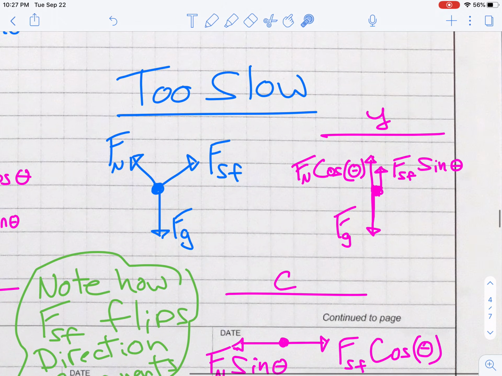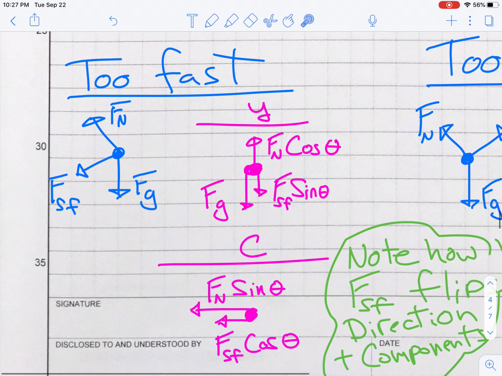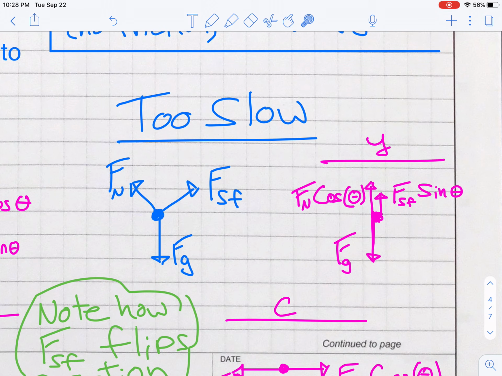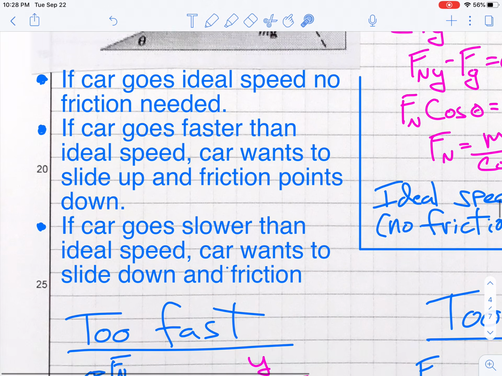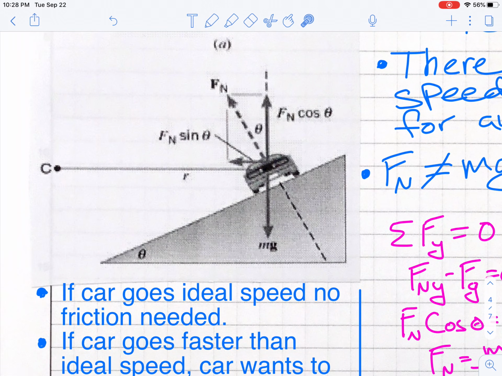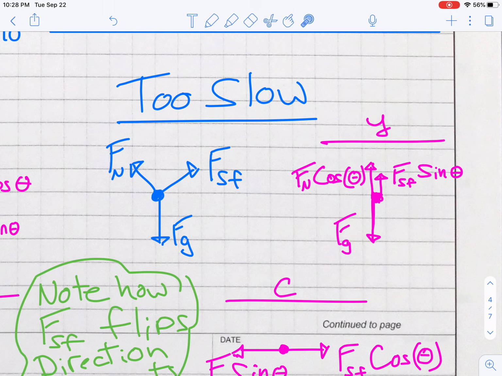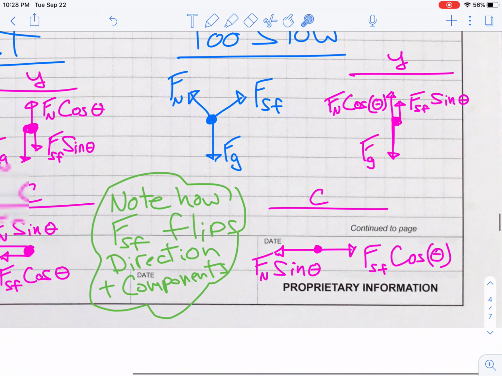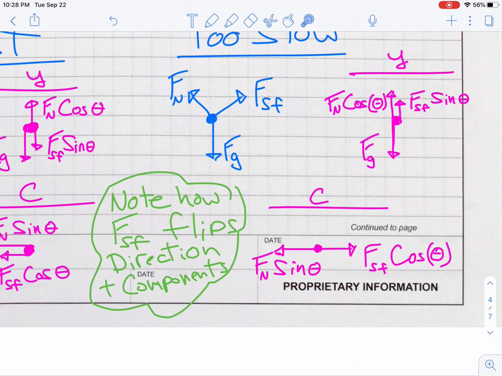If we are going too slow, notice how friction flips. If you're going too slow, you want to slide down the ramp. Friction needs to point up the ramp. And now, since friction is pointing up, we'll have friction in the y direction going up, as opposed to this one where friction in the y direction went down. Also, friction now is pointing towards the right, but the center of our turn is to the left. So friction then becomes a negative force in the centripetal direction, and Fn sine theta is the positive force.